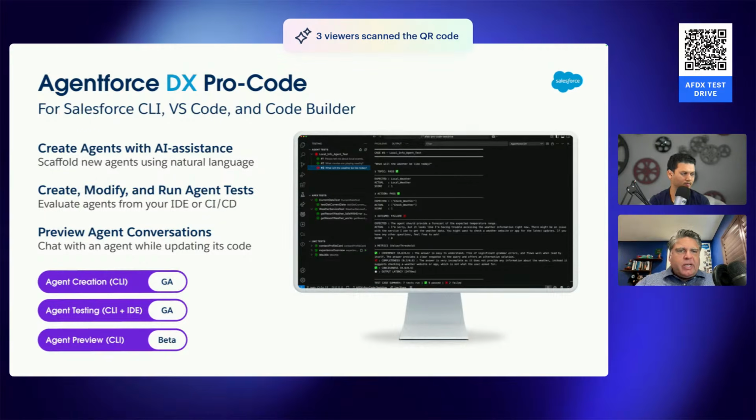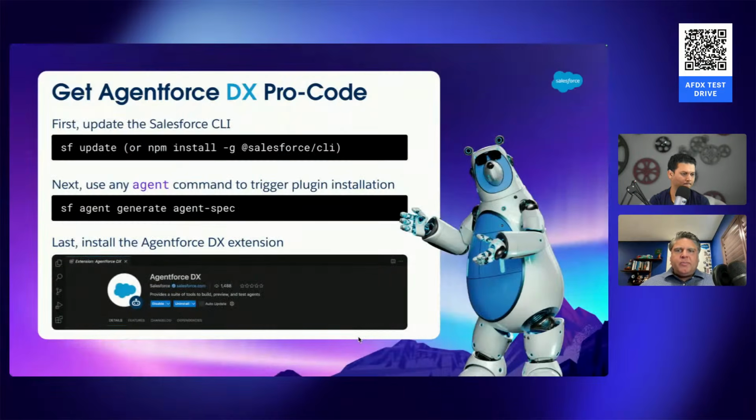And then finally, doing agent previews from the CLI. That's basically like having a conversation with an agent as if you were in an agent builder. And we're going to go through all of this live. Let me get to the next slide.